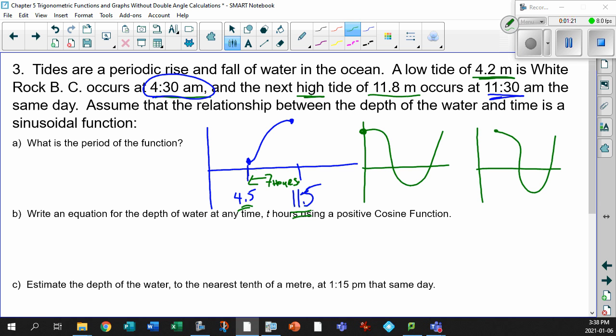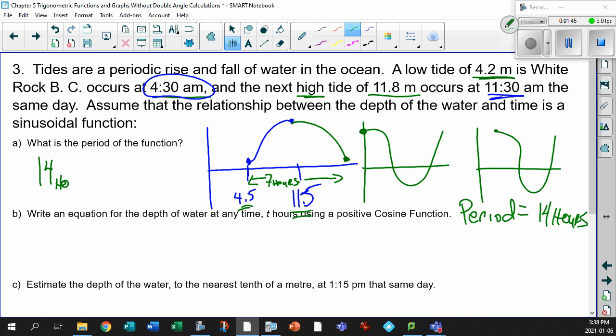So my question to you then, if that's 7 hours, how long does it take for a complete period to happen? Well, give me another 7 hours and you're back at low tide. So your period then works out to be 14 hours. Oh, that makes sense now, doesn't it? Of course. So the period of the function is 14 hours.